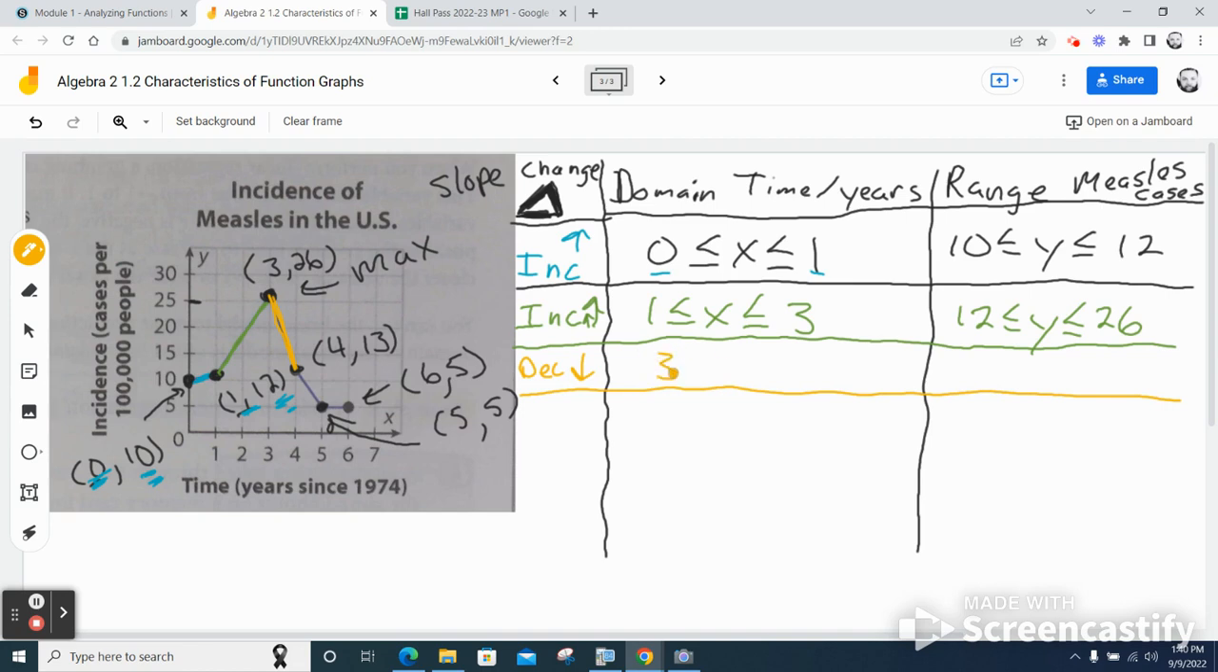We're going from 3 to 4 in the x direction. What is my corresponding range for that domain? 26 to 13.